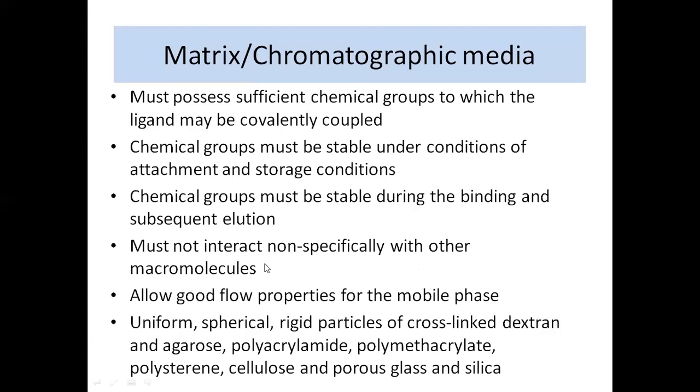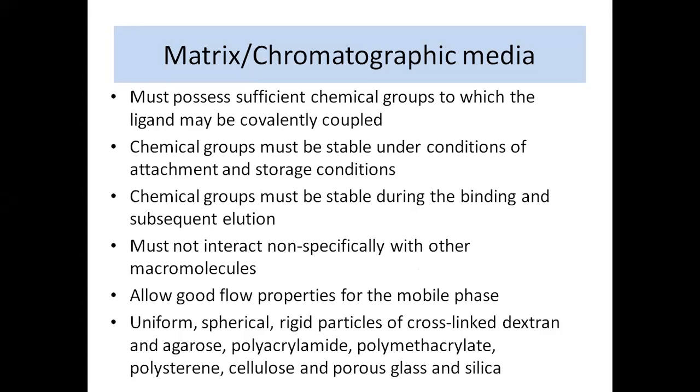Then there is something that you should know about how the chromatographic medium should be. If you want to know about the ideal chromatographic matrix or medium, then it should have sufficient chemical groups to which the ligand can be covalently coupled. So the more ligands there are on that stationary phase or supporting material, the more will be the interaction with the desired molecule. So the chemical group should be there to which you can attach the ligand.